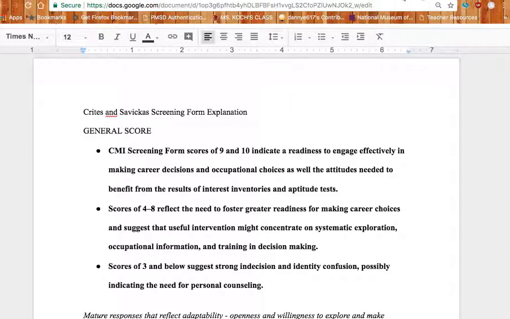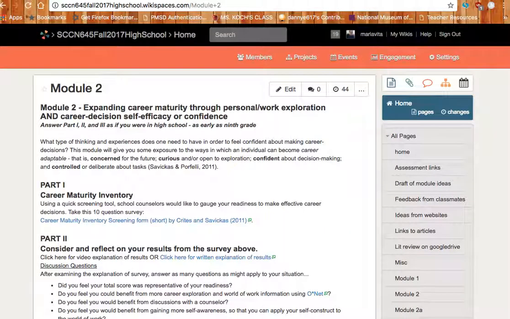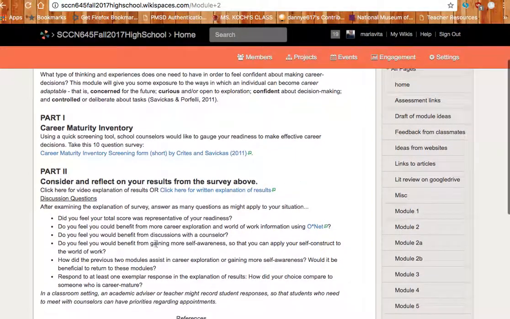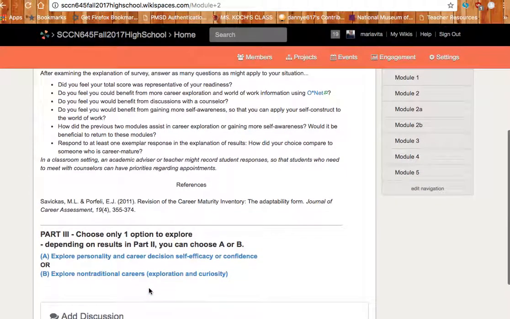On the next part of the assignment, you are going to be answering these questions regarding the results, and then in part 3 you're going to choose an option to explore. You can either explore more about your own personality and how it relates to your self-efficacy, or explore non-traditional careers so you can learn more about the world of work. You only have to do one of those parts.